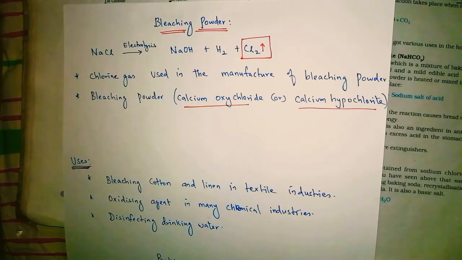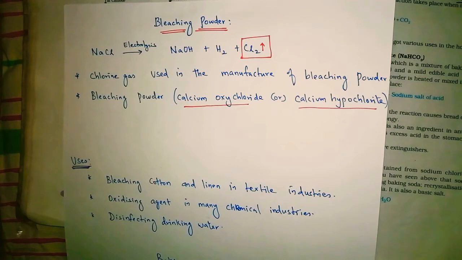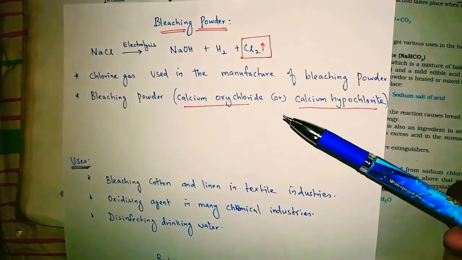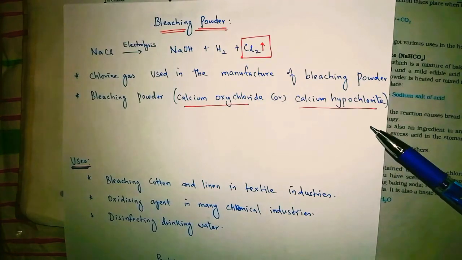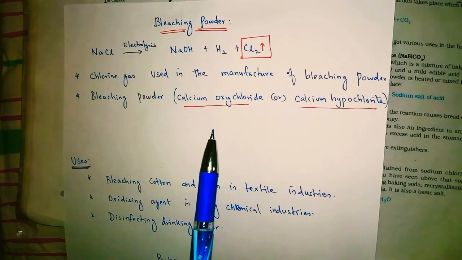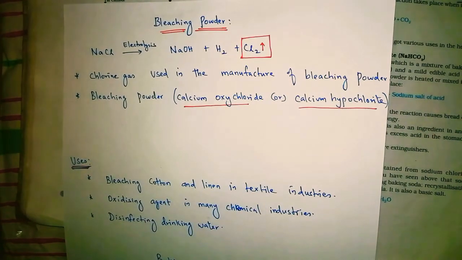So, what is bleaching powder? Bleaching powder itself is a common name. It also has a chemical name. The name of that is calcium oxychloride, in other words, calcium hypochlorite. Okay, you can write either of these two names. Both are the same: calcium oxychloride or calcium hypochlorite.